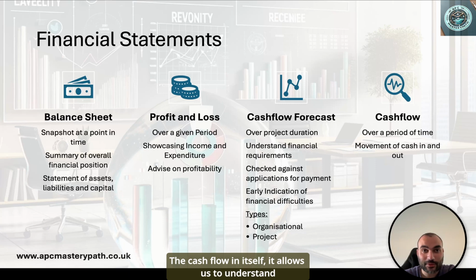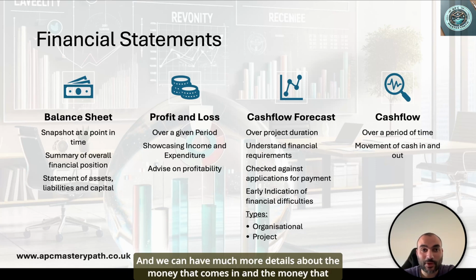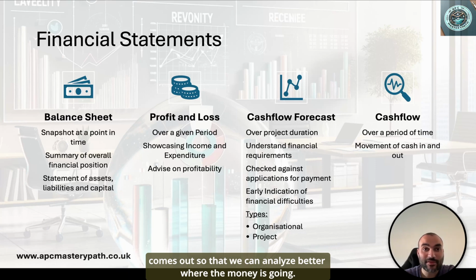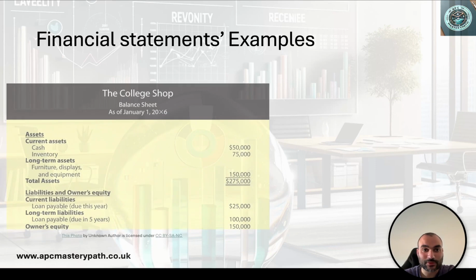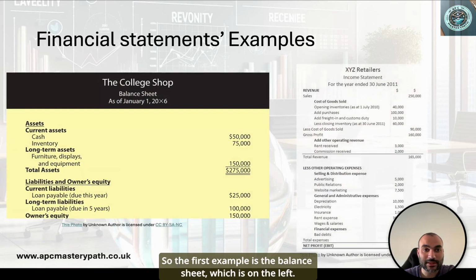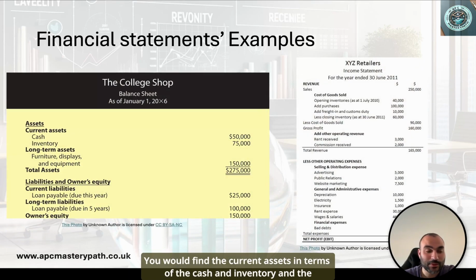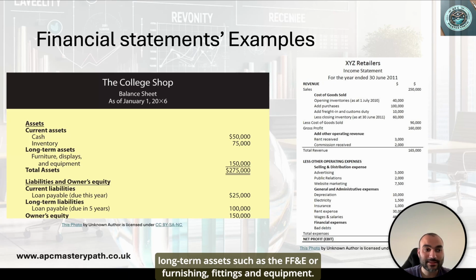The cash flow in itself, it allows us to understand better the money that comes in and the money that goes out. And we can have a much more detail about the money that comes in and the money that comes out so that we can analyze better where the money is going. And here are some examples. So the first example is the balance sheet, which is on the left.